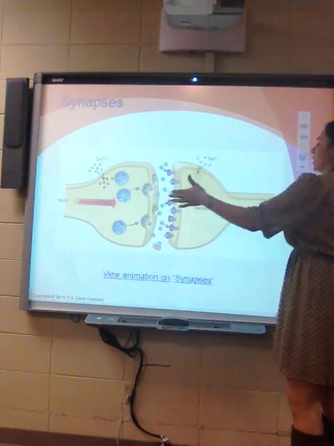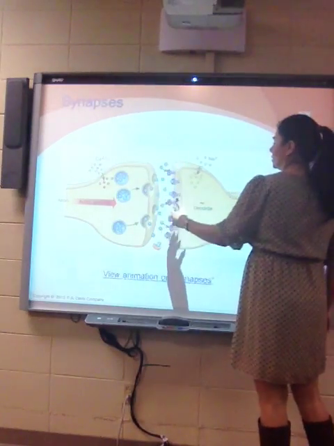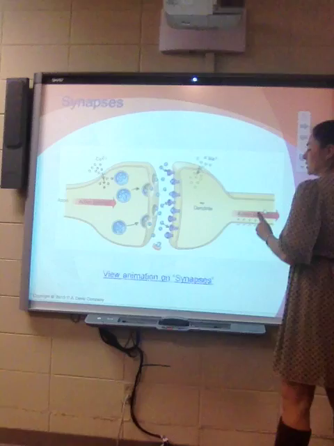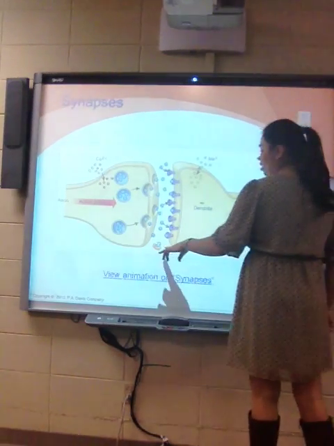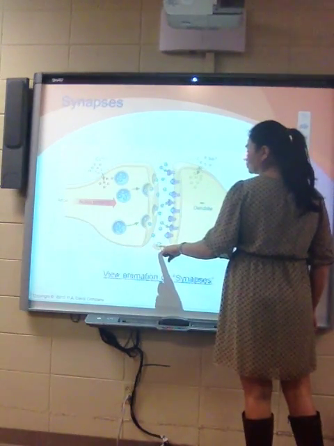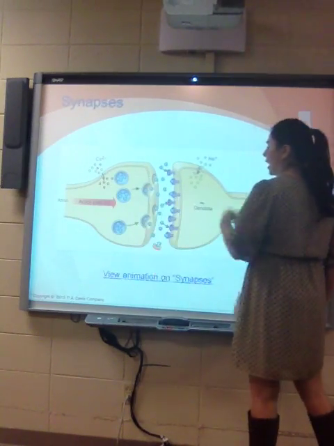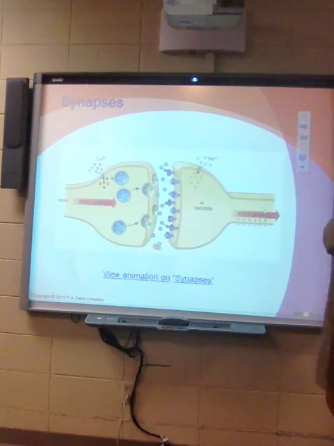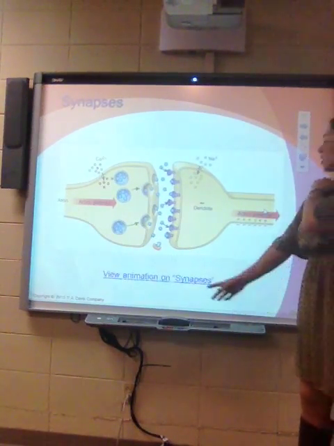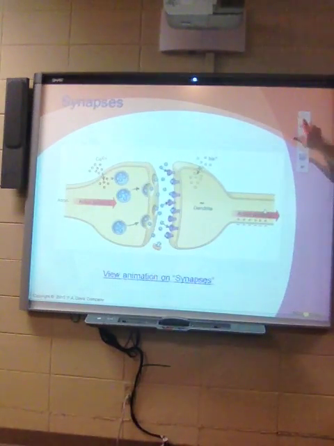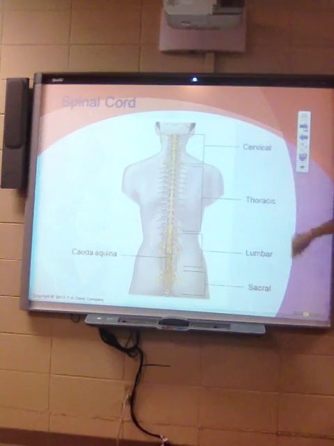Now, if we keep those neurotransmitters attached there, then we're going to keep getting electrical impulses. So you have what is called acetylcholinesterase that comes in here and chomps away those neurotransmitters and sends them on, so it'll stop. So they're actually stopping that action potential from continuing to occur.